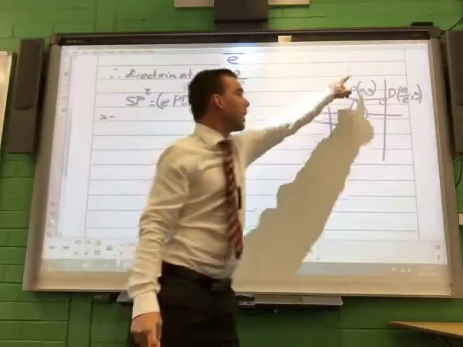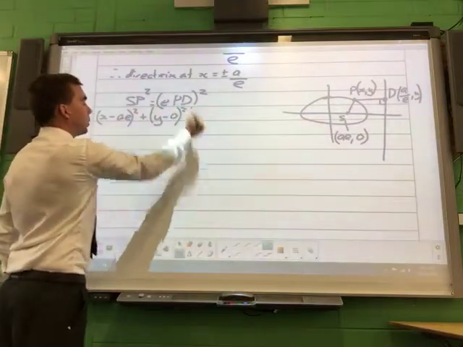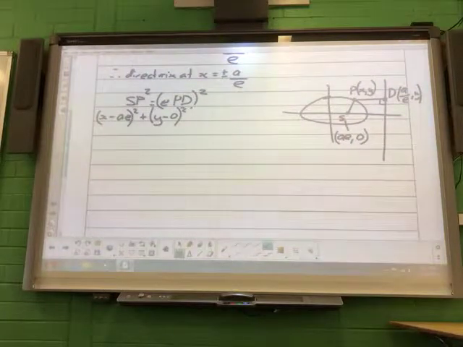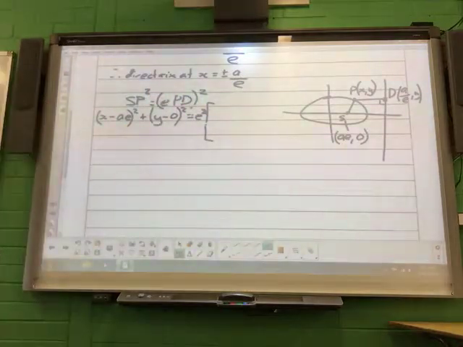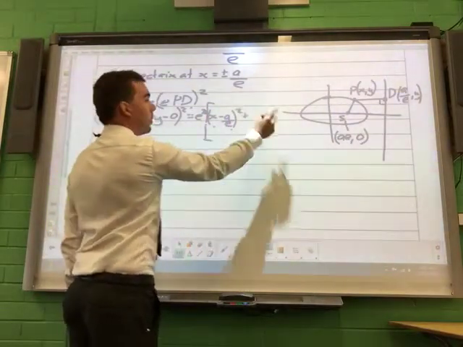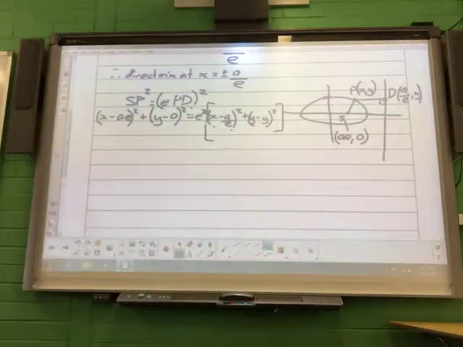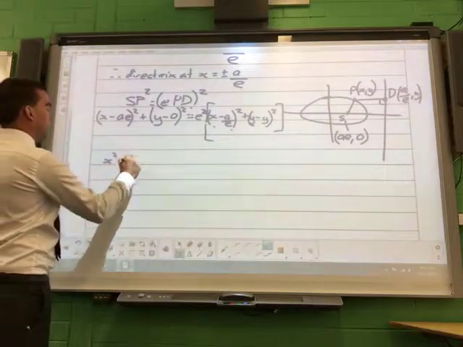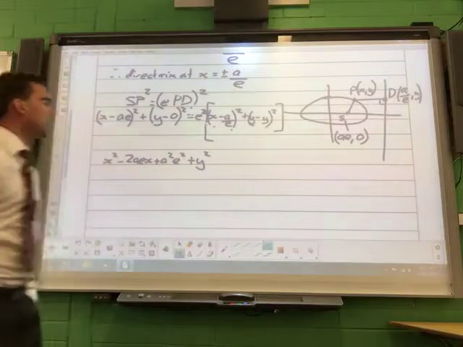Using your distance formula, we're going to do x take away AE, plus y take away 0, all squared, for the distance PS. Now E squared, because I'm squaring the eccentricity as well. PD: x take away A over E, squared, plus y take away y, squared. So x squared take away 2aex plus a squared e squared plus y squared, so we're expanding out the left hand side.